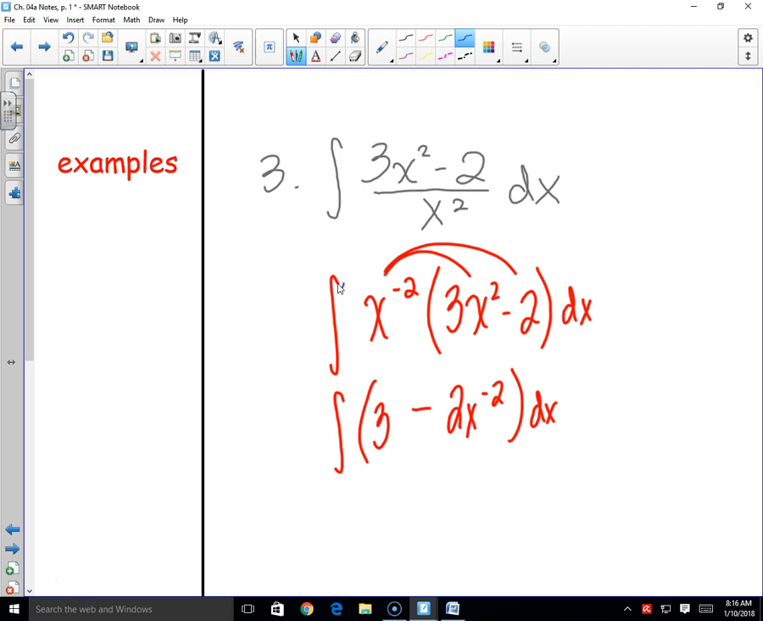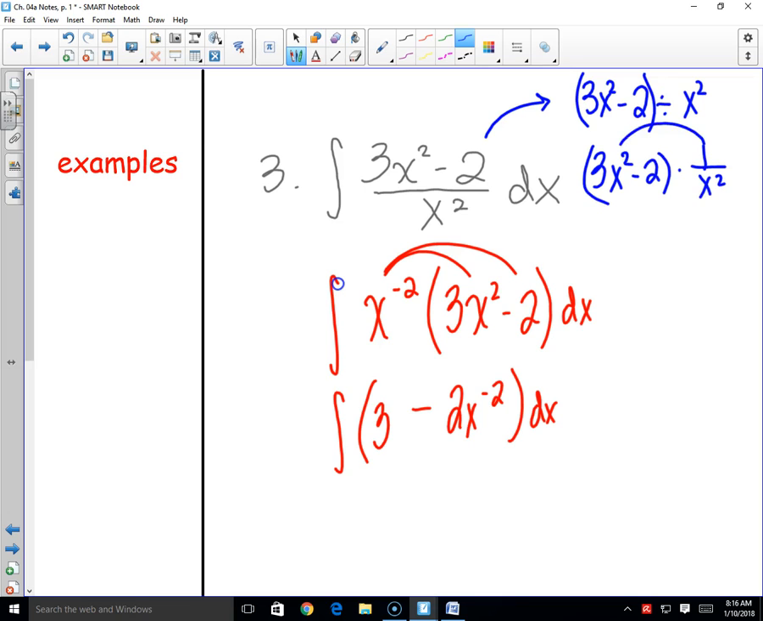Another way of going about it is some trick. Well, let's not do the trick first. Another way of going about it would be to see this as 3x squared minus 2 divided by x squared. And when you divide by something, you multiply by its reciprocal. So you could think of this instead of x to the negative 2, if it helps you visually, as times 1 over x squared and still do that distribution, still do the multiplication. It means the same thing. X to the negative 2 is 1 over x squared.